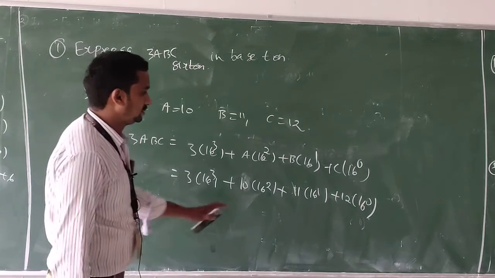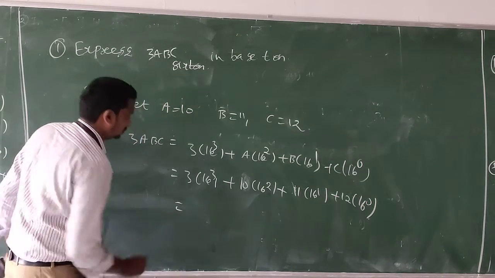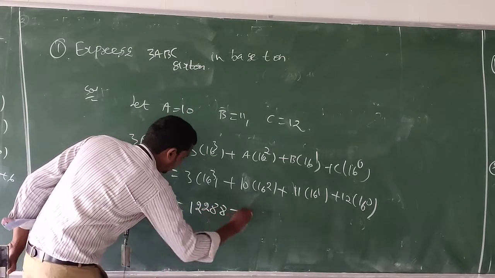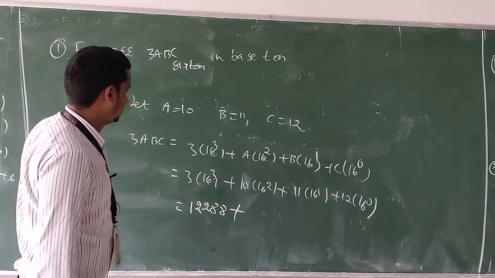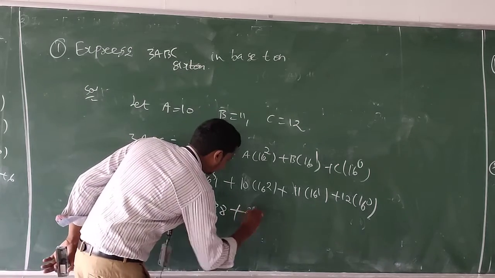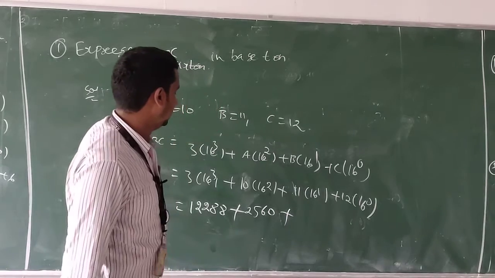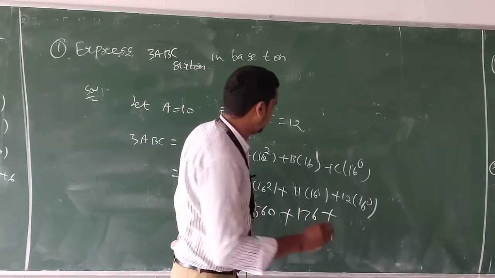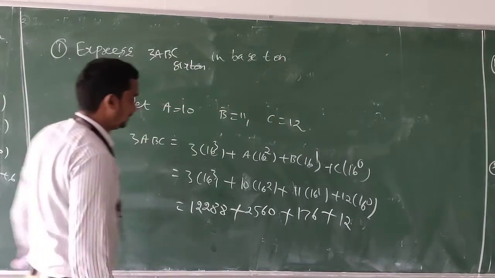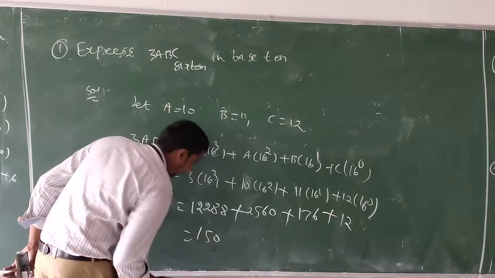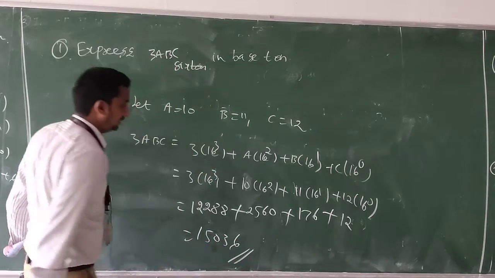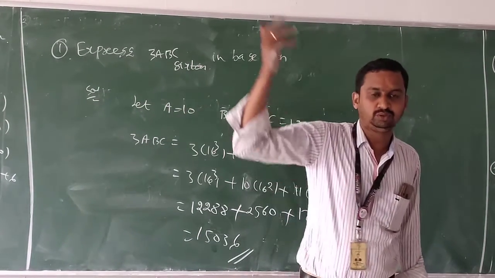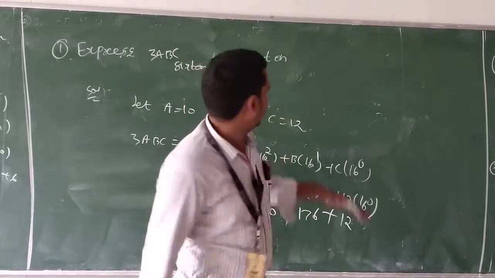Now after that, with ordinary simplification we get the answer. For 3 into 16 the whole cube, 12,288, then 10 into 16 square, 2,560, plus 11 into 16 power 1, 176, plus 16 power 0 value 1 into 12. So multiplying and adding the answer, we finally get 15,036. Okay, this is the problem of base 2, 16, 8 conversion into decimal, into base 10.